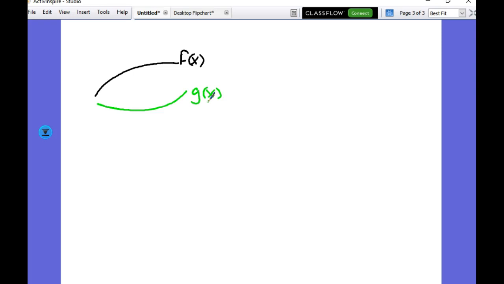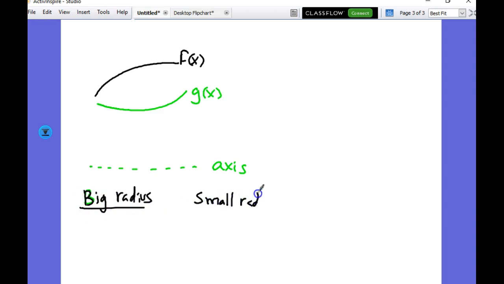Okay. And then what we're going to have is an axis of rotation. On these, we're going to have two different radiuses, right? We're going to have a big radius, and we're going to have a small radius or a little radius, whatever you want to call it. So the big radius, we're going to call that r of x. And r of x is the same thing that we did last time. It's the distance of your line that's on top from the axis.